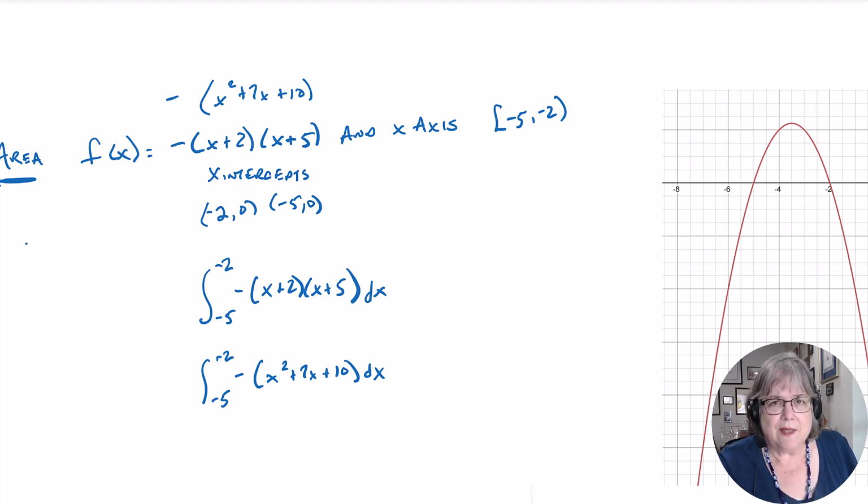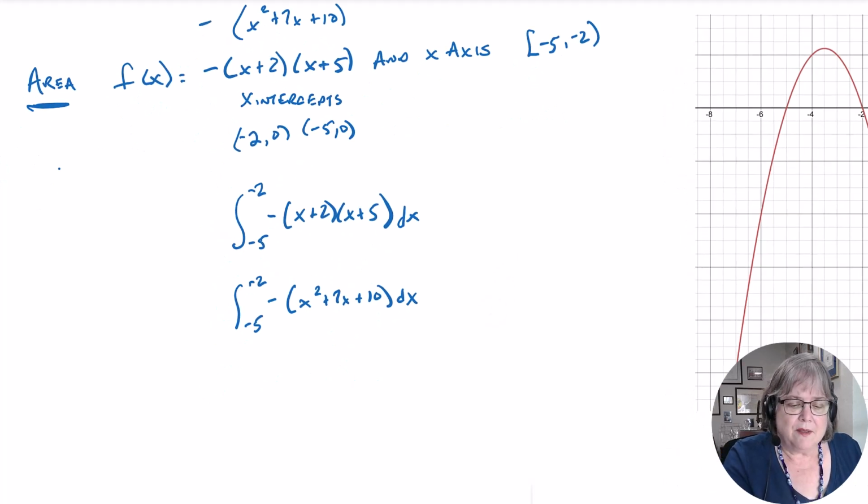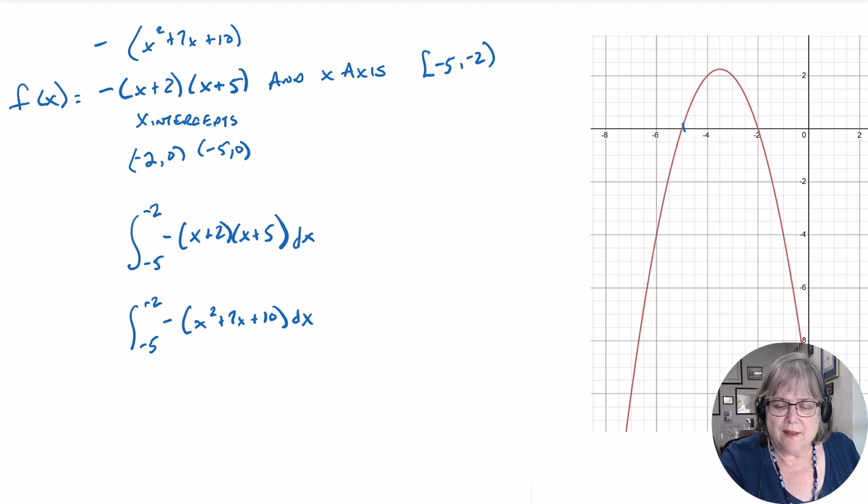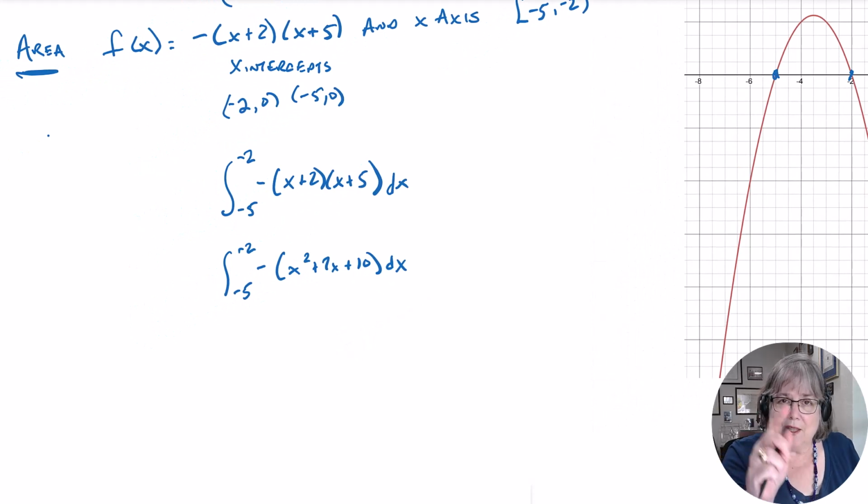But as soon as they say the word area, the first thing on your list of what to do for this is say area, decide if it's above the x-axis or below the x-axis. All right. So this one, I want the area, and I look and go, oh, thank goodness. Here's -5, here's -2. All of that section is above the x-axis, so I'm good. I can just integrate straight from -5 to -2.